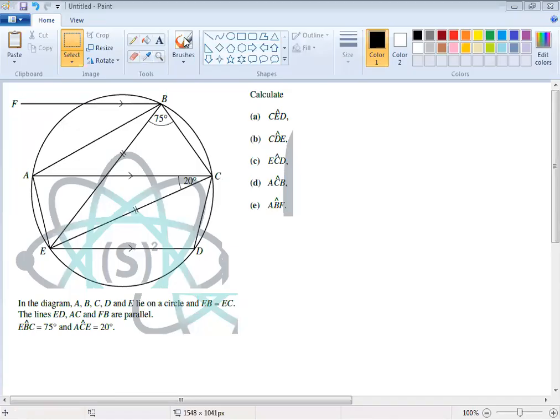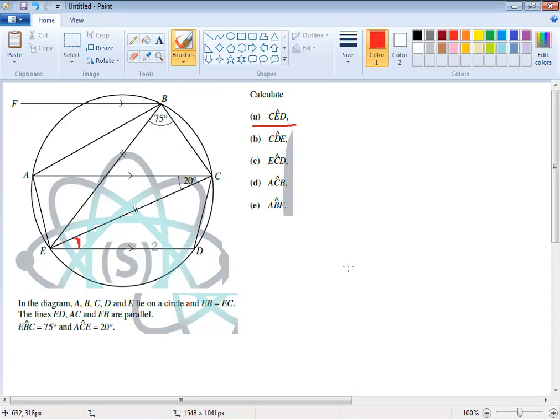So P2 angle properties of circle, this is the question. The first part is asking us to calculate CED. I'll use a red pen for this one. CED. This is the angle that I need. How will I find this one?